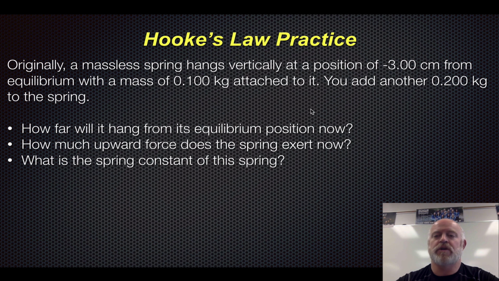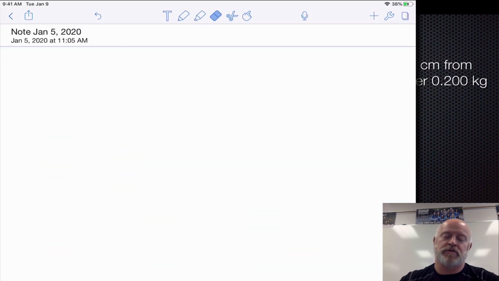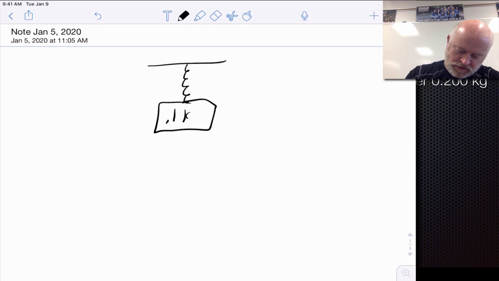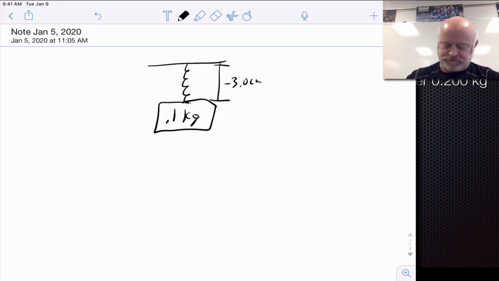Okay. So let's diagram it out and then solve it, okay? So you do that first. Pause the video. When you're done, I'll show you how it works. Okay, go ahead. Okay, so here we go. We have a spring, and it's hanging down, and there's a mass attached to it that's 0.1 kilograms, okay? That distance it hangs down is a -3 centimeters.